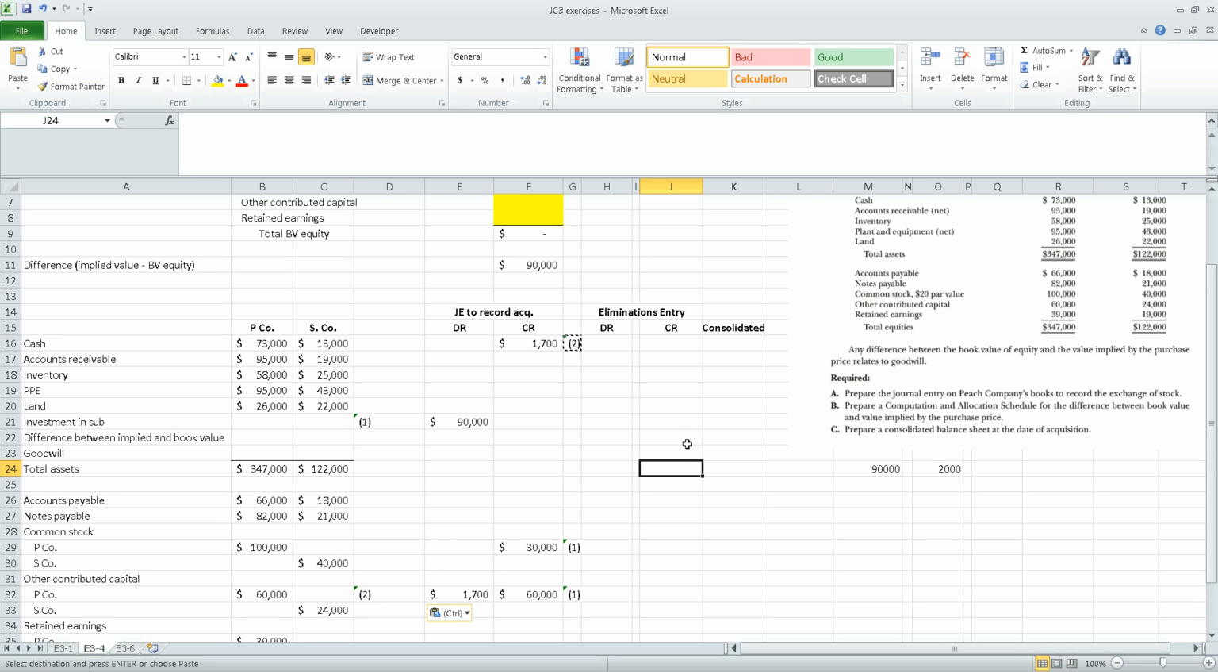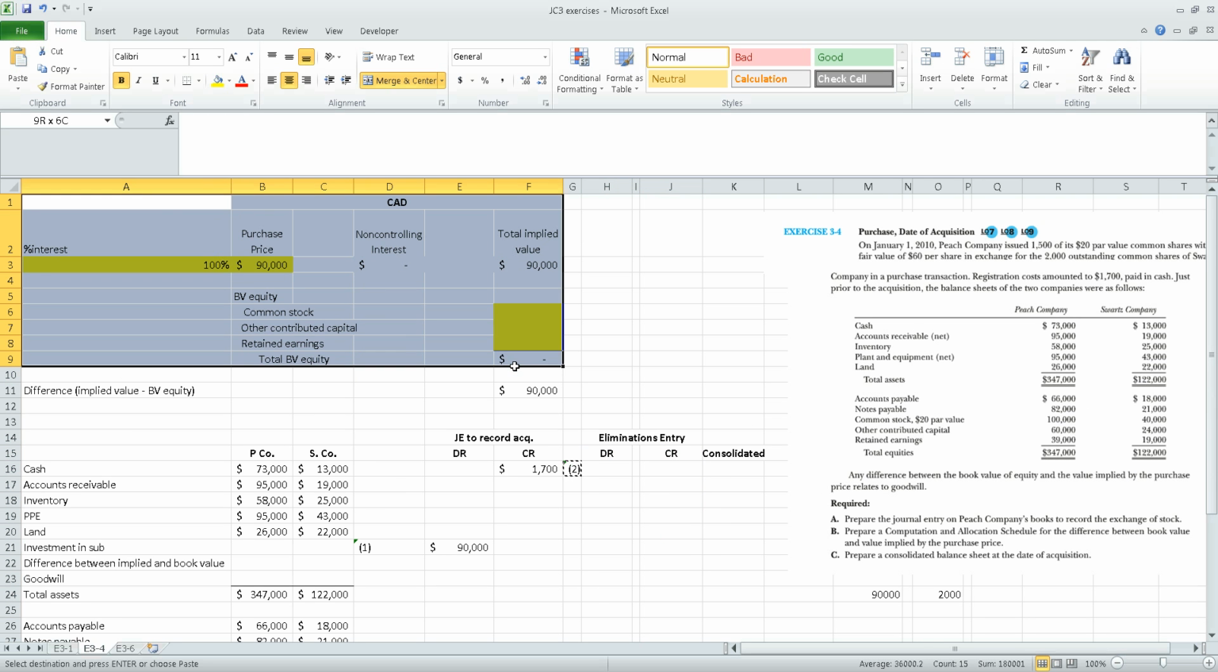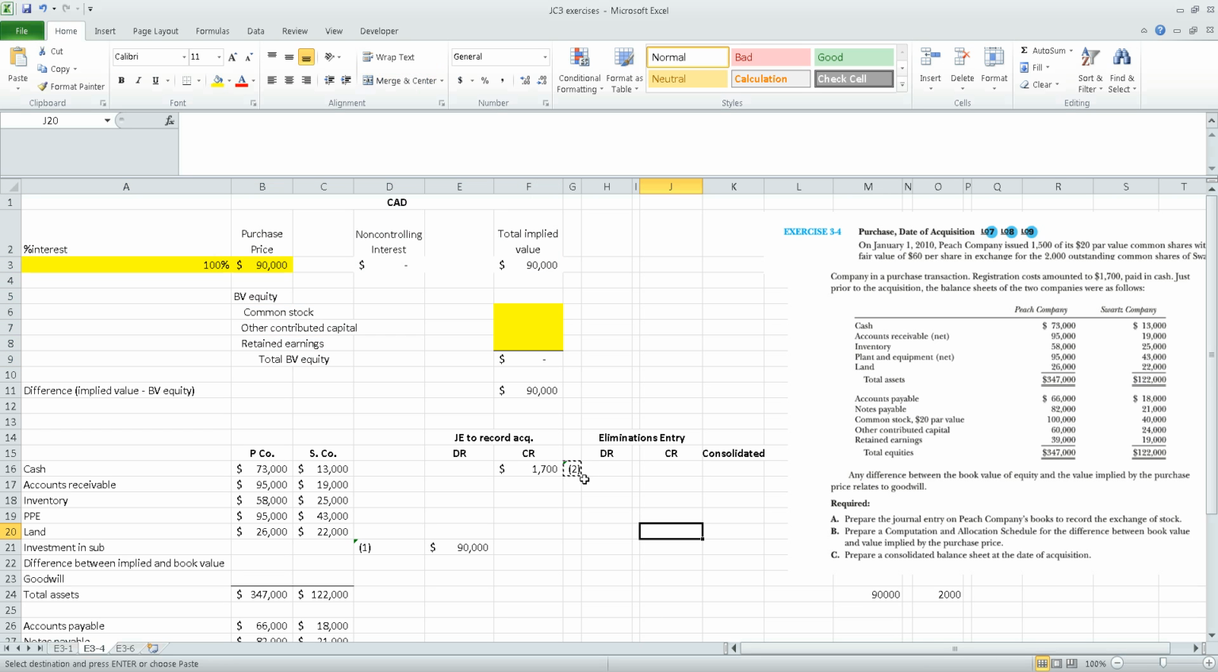Okay, so the next thing we need to do is develop the elimination entry, and in order to do that we've got to finish out our CAD schedule up here. The thing that we need in order to finish out the CAD schedule is to calculate the book value of Schwartz Company's equity. So the book value is Schwartz Company's equity. Well, let's see, common stock. According to the facts of the problem, Schwartz Company's common stock is 40,000. So we drop that in.